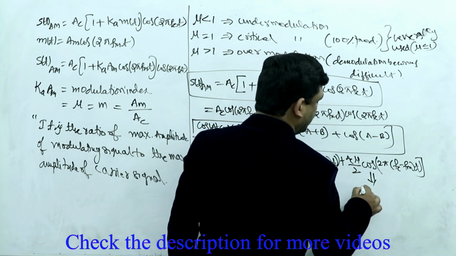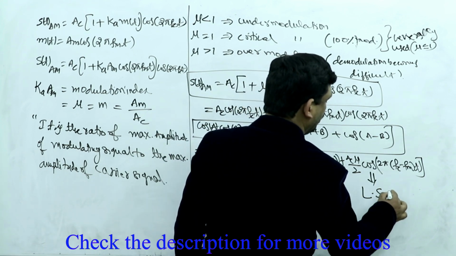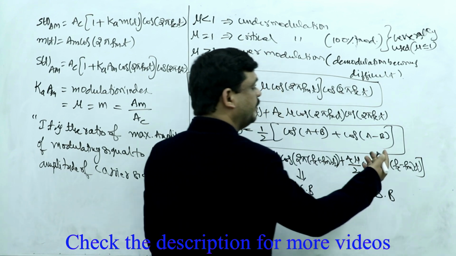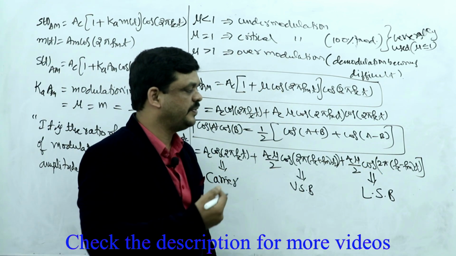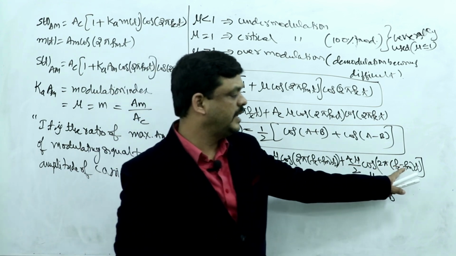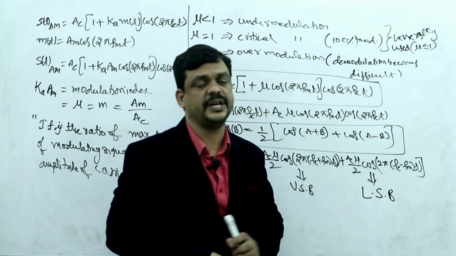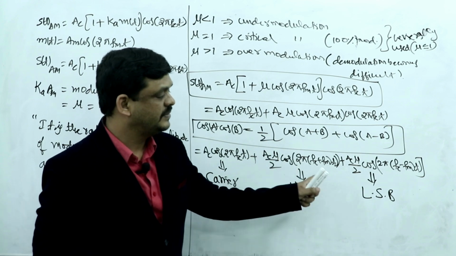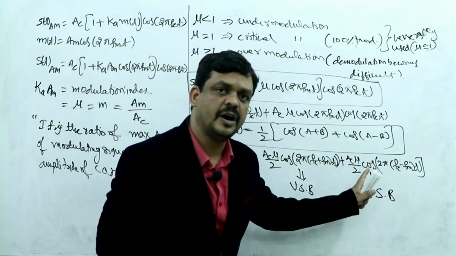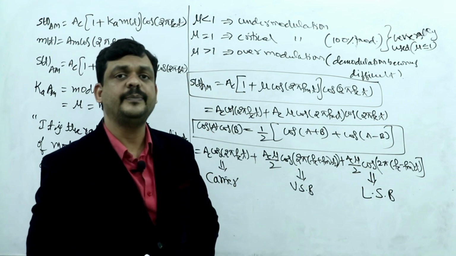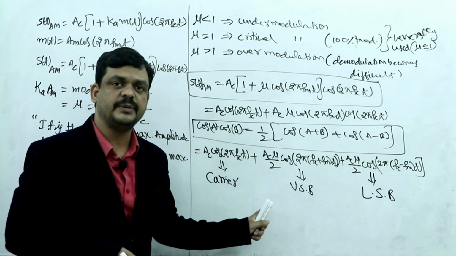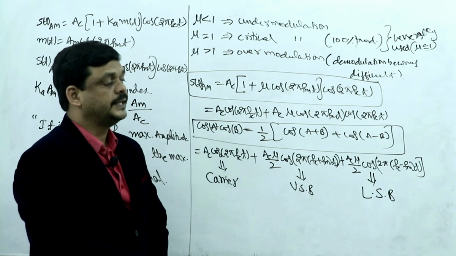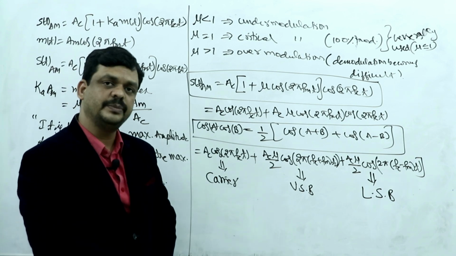And one more is the lower sideband, the lower cutoff frequency, fc minus fm. The modulating signal frequency is subtracted from the carrier frequency. So this gives the lower cutoff frequency or lower sideband. The AM modulated signal consists of a total of 3 terms. One is the carrier, another is the upper sideband, and one more is the lower sideband. This is one of the very important points.